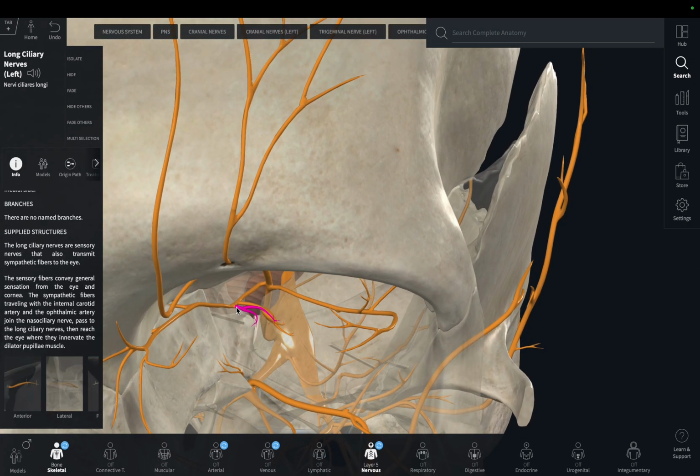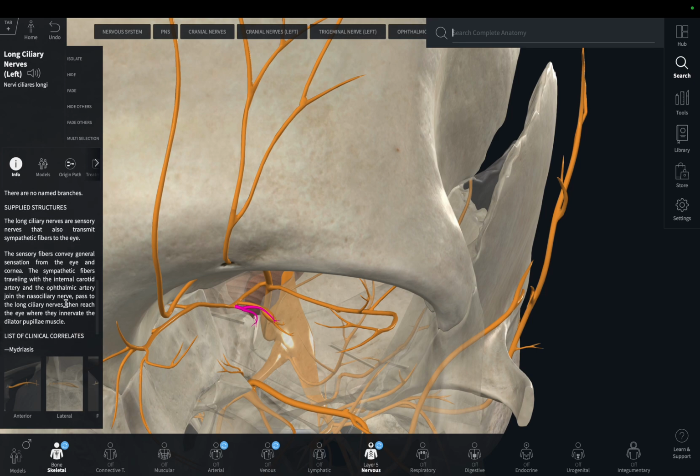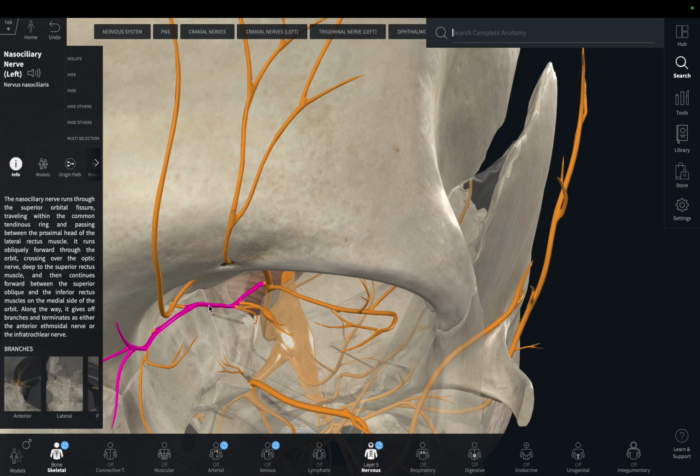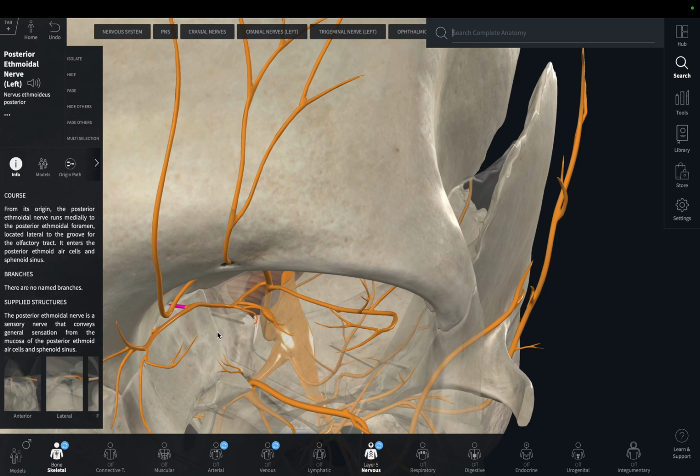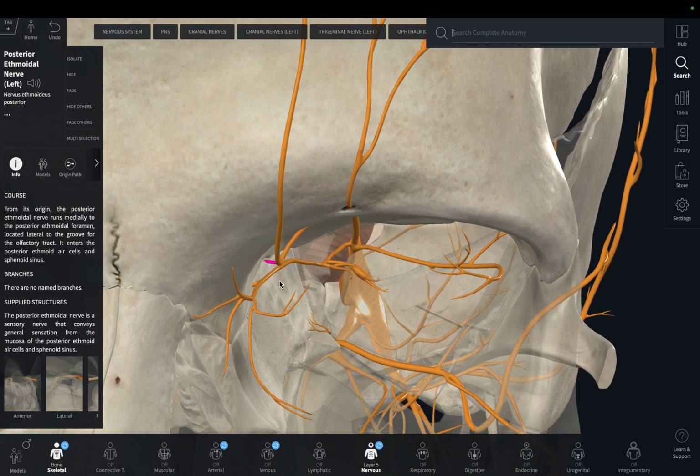The second branch from the nasociliary nerve are the long ciliary nerves. They carry general sensation from the eye and cornea. The nasociliary nerve continues to give off the posterior ethmoidal nerve, which supplies general sensation from the mucosa of the posterior ethmoidal air cells and sphenoid sinus.